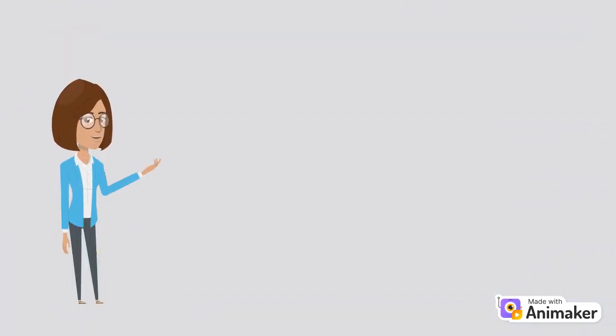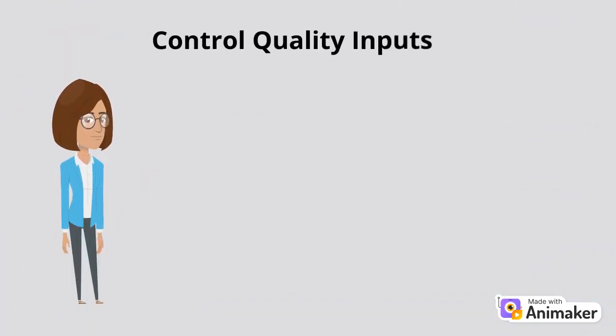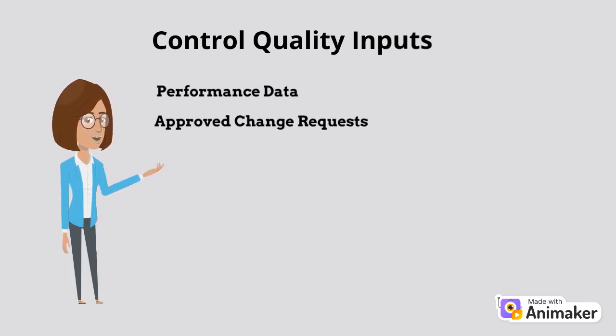Talking about the inputs for control quality, they are as follows. First, performance data, used to plot performance trends. Second, approved change requests, which refers to change requests that have been submitted by the requester, reviewed by the appropriate parties, and granted authorization to take place. Third, project management plan. This document is used to define the approach the team has to take to deliver the intended project management scope.